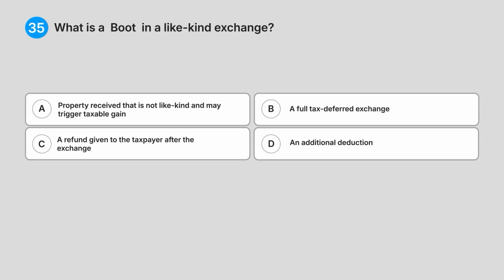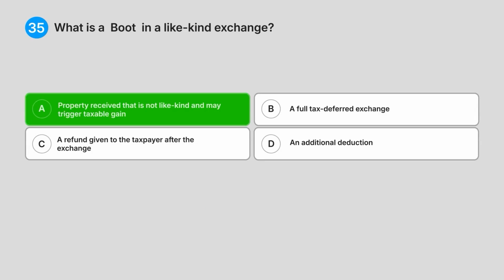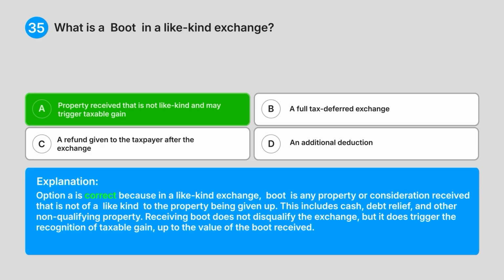Correct answer, A. Property received that is not like-kind and may trigger taxable gain. Explanation. Option A is correct because in a like-kind exchange, boot is any property or consideration received that is not of a like kind to the property being given up. This includes cash, debt relief, and other non-qualifying property. Receiving boot does not disqualify the exchange, but it does trigger the recognition of taxable gain, up to the value of the boot received.